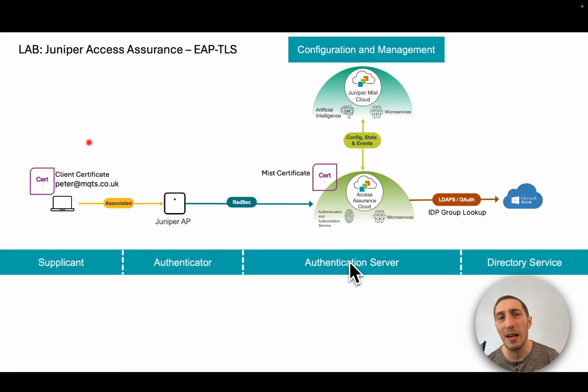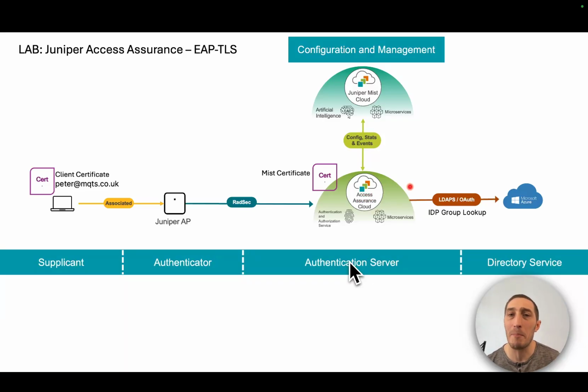Now, while the authentication is being done through certificate-based authentication, we are actually also going to use a third-party identity provider. In this case, it's going to be Microsoft Azure. Now, this wouldn't be to look up user credentials as we would with EAP-TLS. This is purely to look up what group the user is a member of, and that is so we can have some control over what users are allowed access to the network.